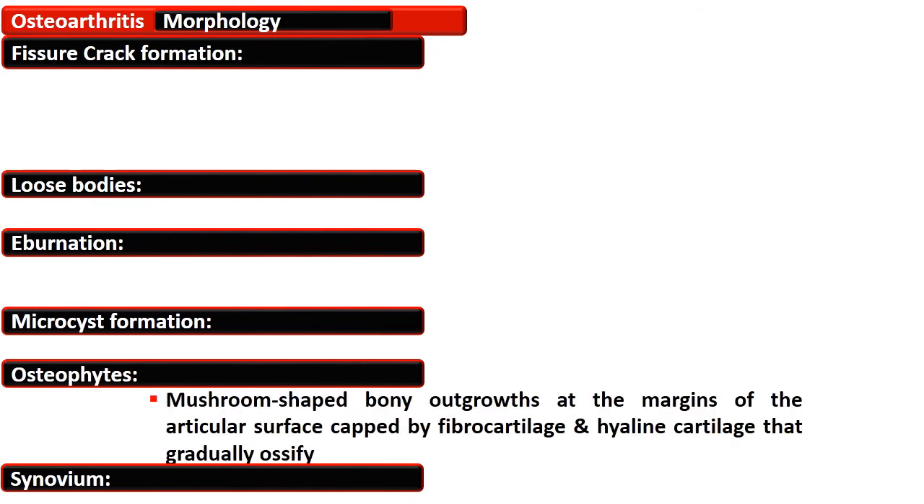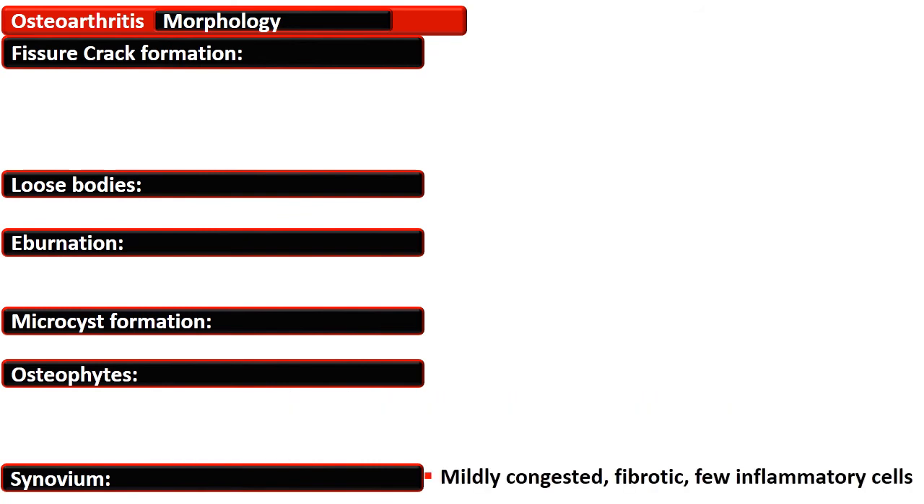And the osteophytes we have earlier discussed, these are the mushroom shaped bony outgrowths at the margin of the joint surface, and these are capped by fibrocartilage or hyaline cartilage, and this cartilaginous tissue ossifies gradually. The synovium is involved late in osteoarthritis, and if seen, it is mildly congested, fibrotic, and contains few inflammatory cells.